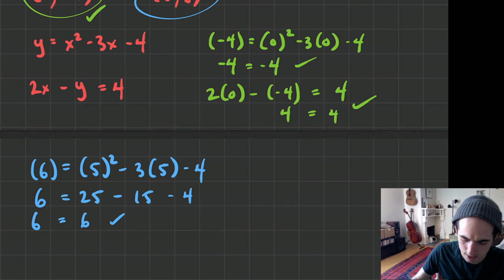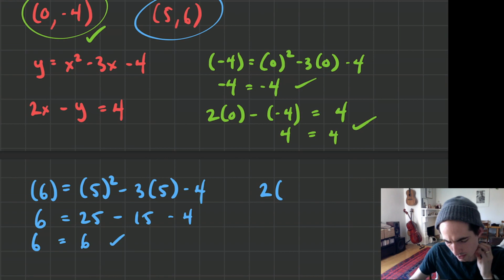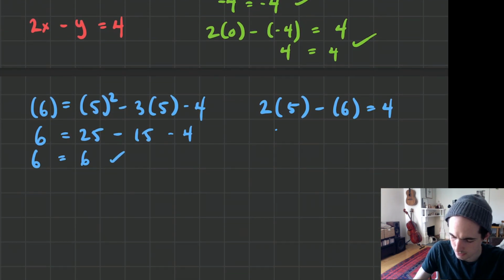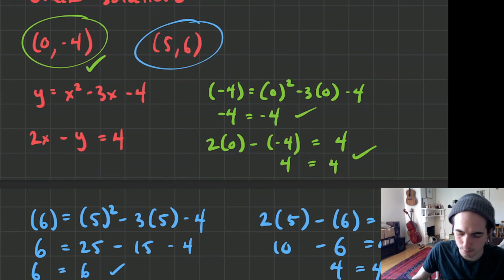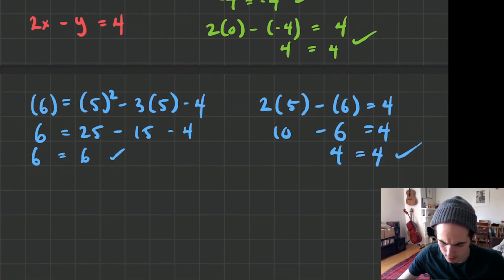Let's try it in the linear equation. So we've got 2 times 5 minus 6 equals 4. In other words, 10 minus 6 equals 4. And yes, 4 is indeed equal to 4. So yes, both of these solutions are valid, and they work in both equations. So let's see what this looks like on a graph.